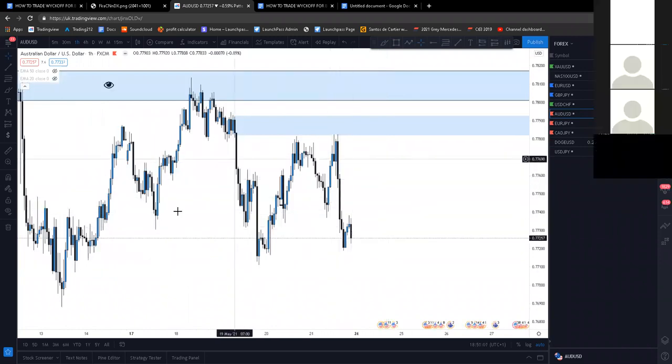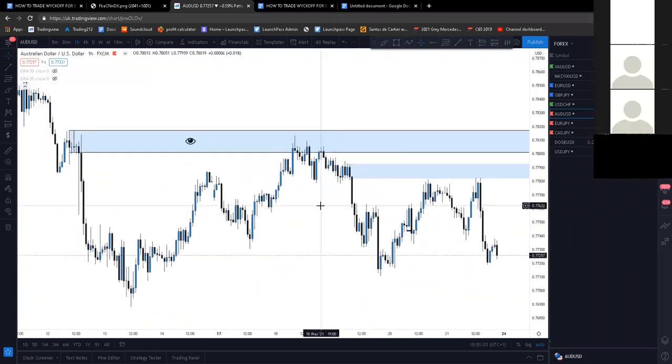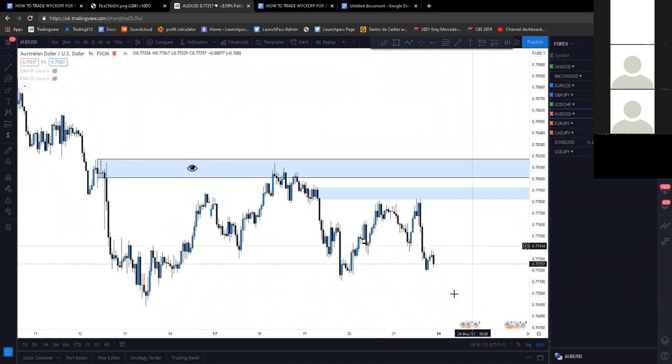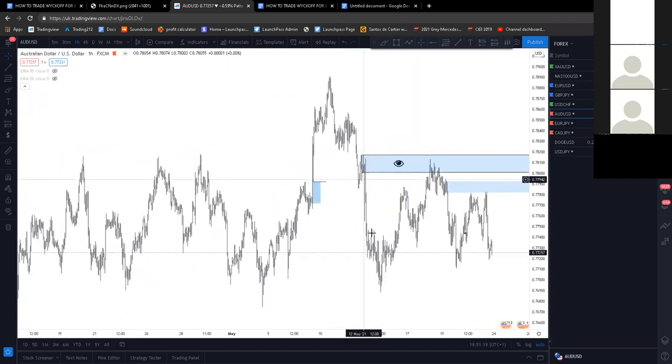AUD USD, I called this in the group as well. Not me, I actually didn't call this. One of our group members called this. I think it might have actually been Dan. I'm not quite sure, but a group member called this. This is a very, very nice setup on AUD USD. So what we've had is, yeah, Dan called this. This was nice from Dan. This was a very, very nice setup from Dan.